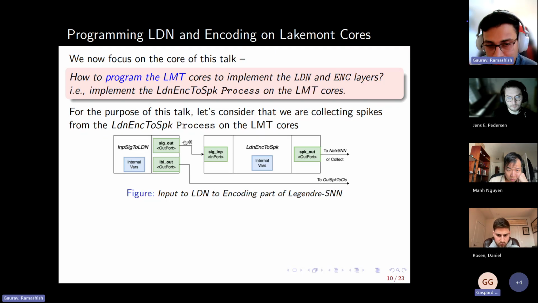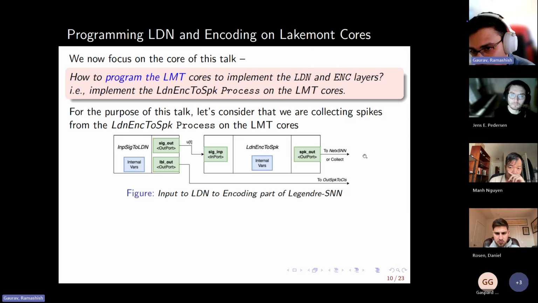The input port simply receives the sent signal, and the internal variables here do their magic of transforming this input signal to the state space, to the state vectors, and then eventually encode them to binary spikes. Now, those binary spikes have to be sent to the next connected process, which is Legendre-SNN, or we can simply collect it, as I mentioned, and that will be done through the spike output process.